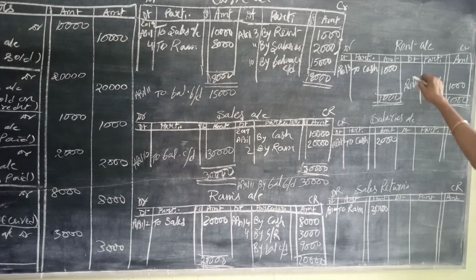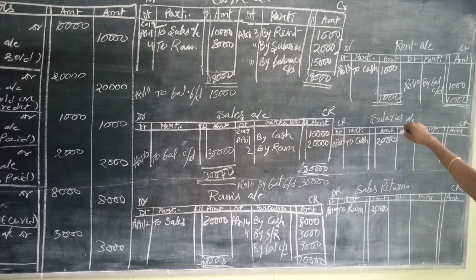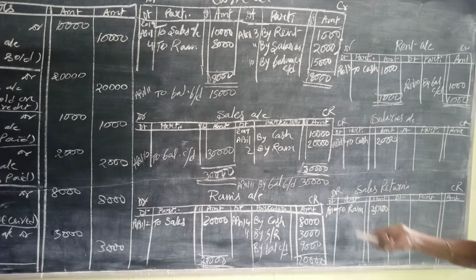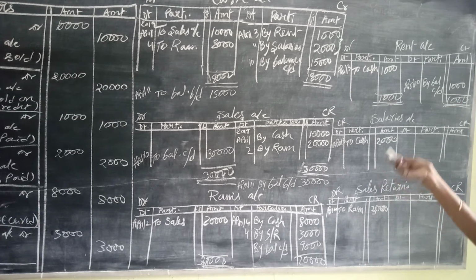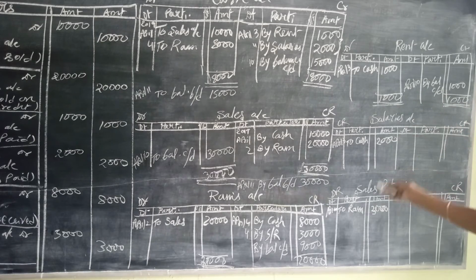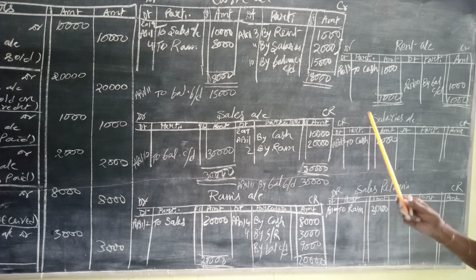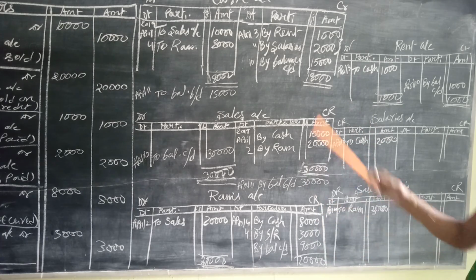Of course, nominal accounts like the rent account and salaries account are not balanced at the end of the year. Their balances are transferred to either the trading account or the profit and loss account. If it is given in the problem, then you have to balance them like this. This is about posting journal entries to ledger accounts and then balancing the accounts.